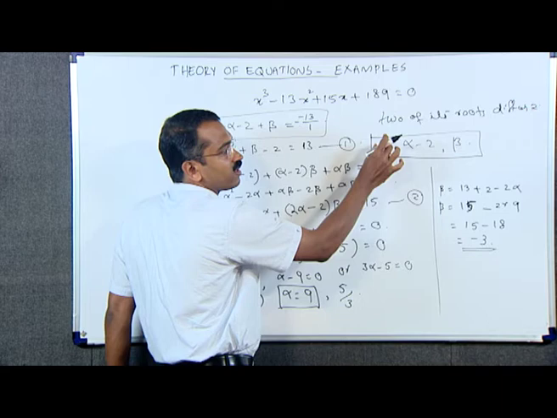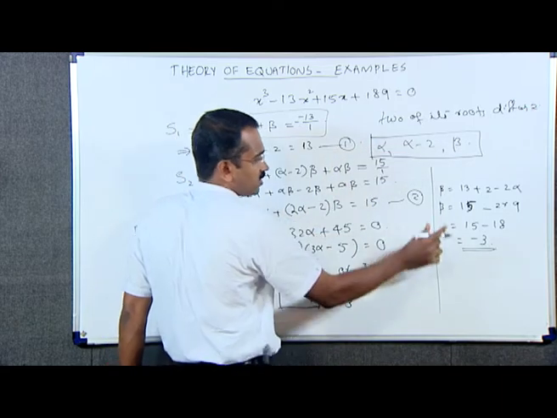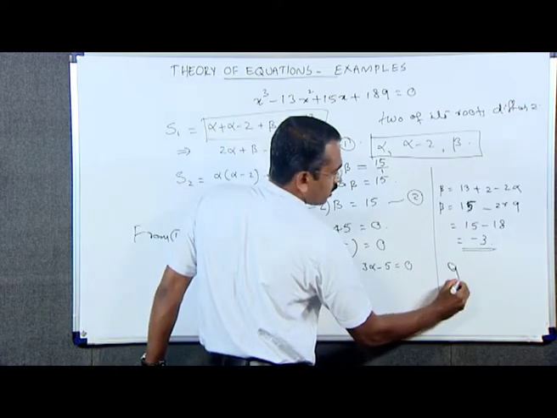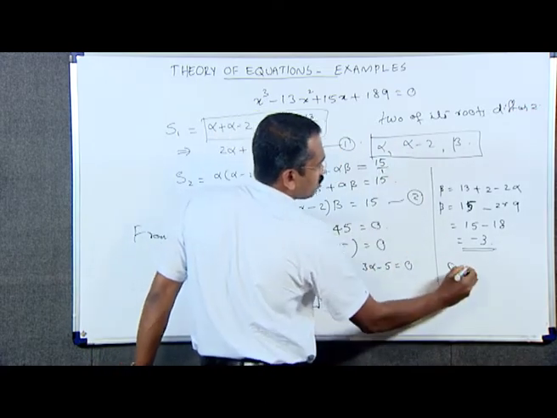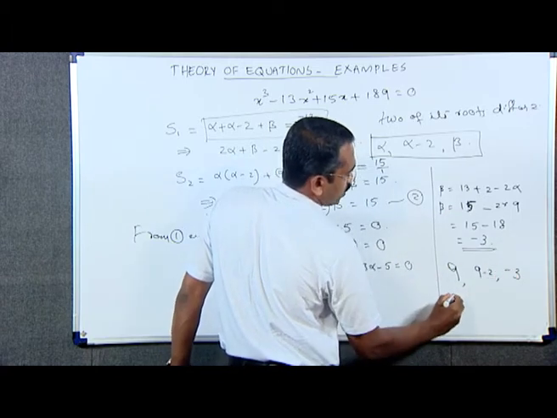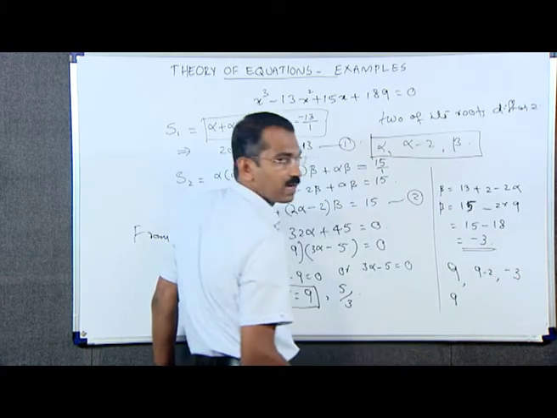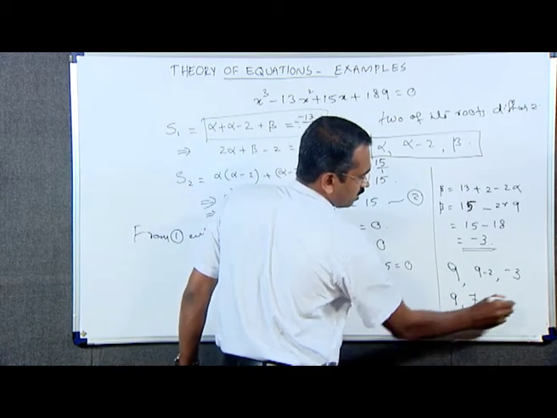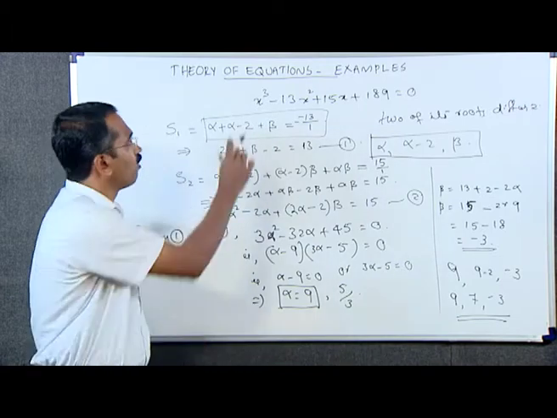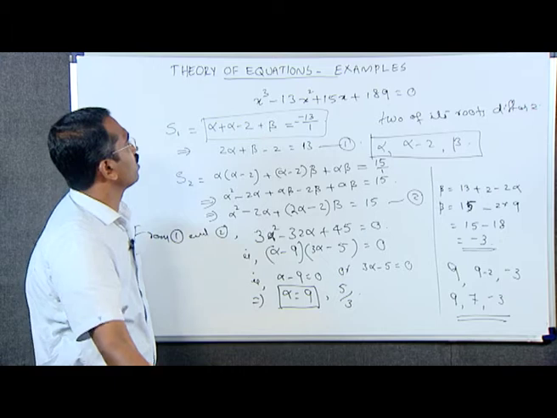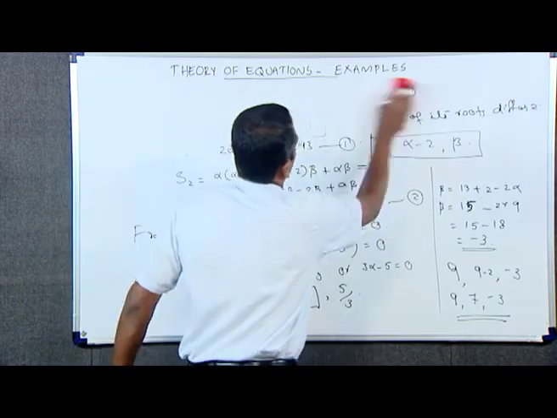Therefore, we can write the required roots as alpha, alpha minus 2 and beta, that is 9, 9 minus 2 and minus 3. That is, the required roots are 9, 7 and minus 3. These are the 3 roots of the given equation. Now, consider another example.